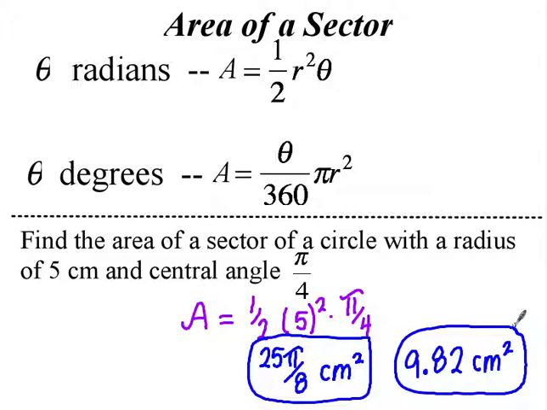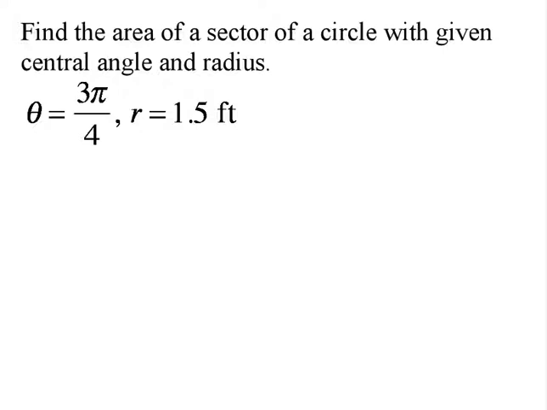Alright, let's look at another one. Find the area of a sector of a circle with given central angle and radius. So it's radian. Yep, good call. So it's the radian formula. If you remember the radian formula, 1/2, and then what? Radius squared, good job. And then times 3 pi.